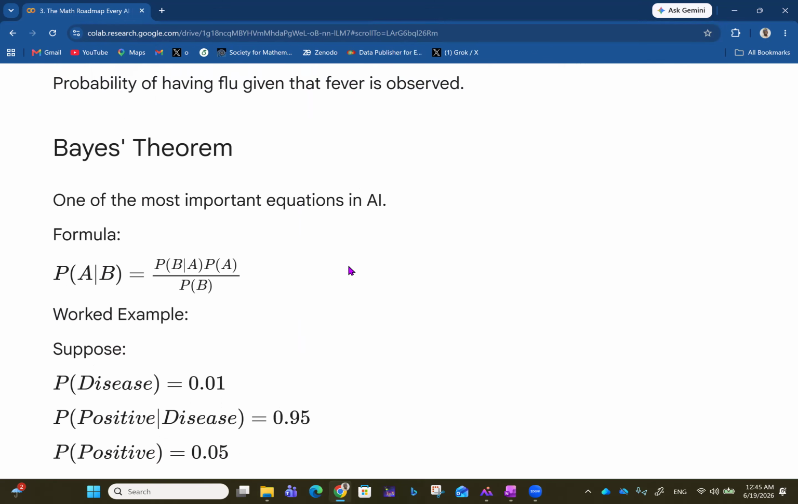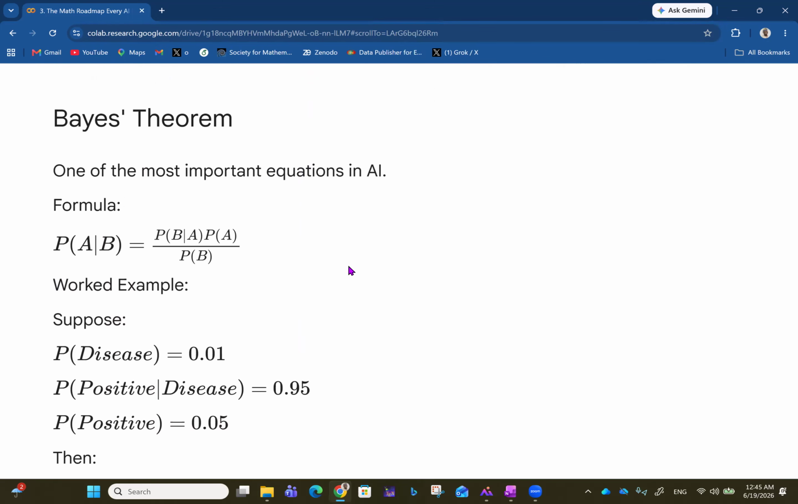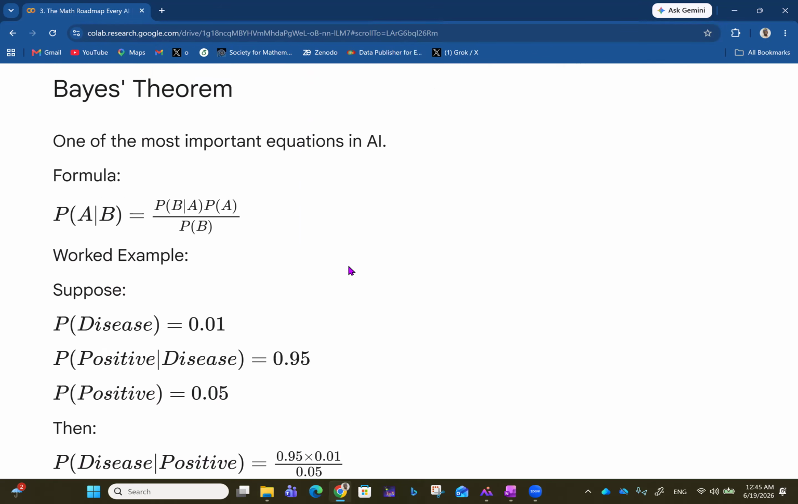And closely related to conditional probability is the very important Bayes theorem. One of the most important equations in AI is the Bayes formula. That's the probability of A given B is equal to the probability of B given A multiplied by the probability of A, all over the probability of B.